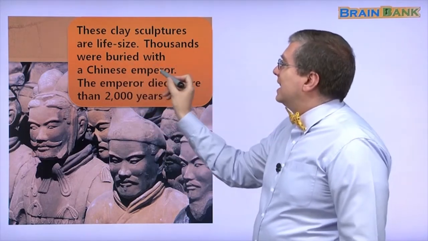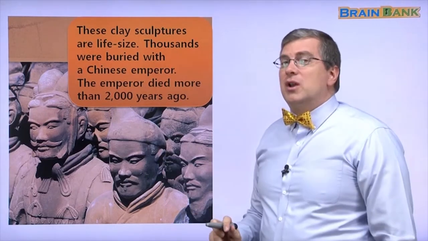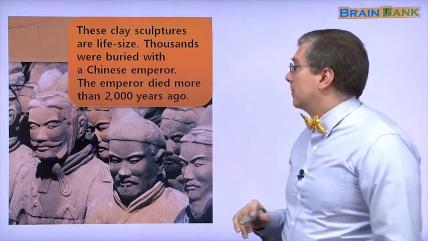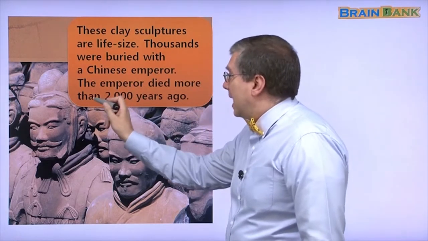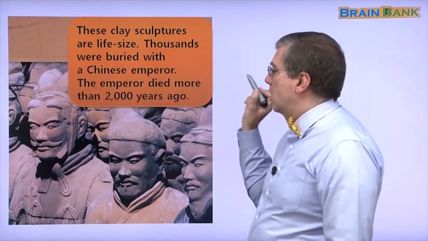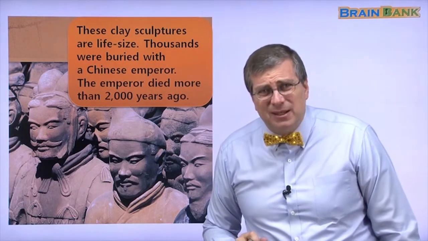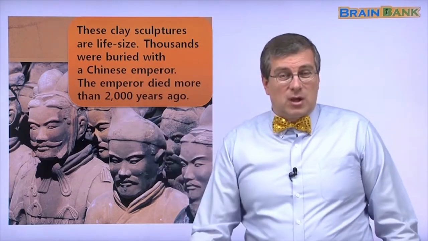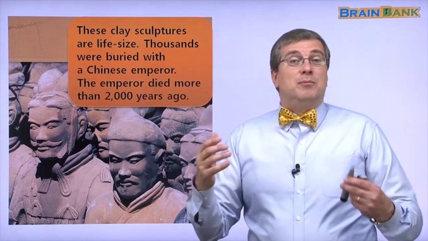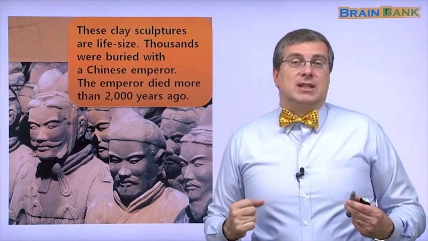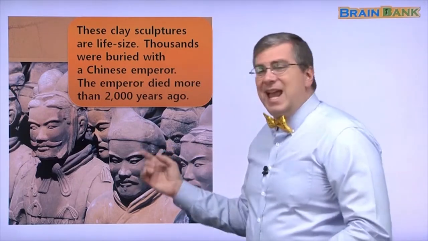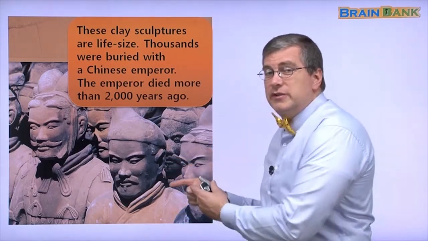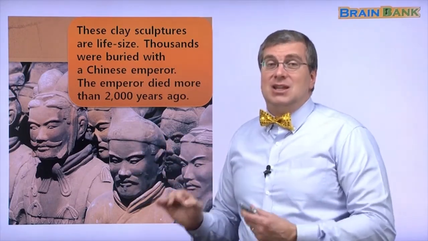Thousands were buried with a Chinese emperor. Maybe you heard about these statues before. The emperor died more than 2,000 years ago. But they're made of clay. How did they last for 2,000 years? Before, we saw statues from Egypt that have been okay for 3,000 years, but they're made of stone. Clay is not as hard as stone. It's weaker. How did these sculptures remain in good condition?